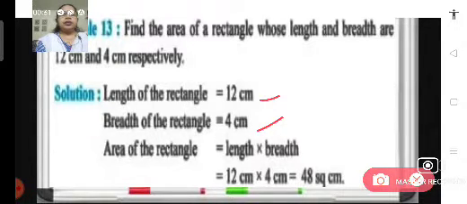So what is the area? What is the formula to find out the area? It is length into breadth. Area of rectangle is equal to length into breadth. So length is 12 centimeters, 12 into 4 centimeters, which is breadth. So 12 multiplied by 4 becomes 48. So it is 48 square centimeter. The area of the rectangle is 48 square centimeters.